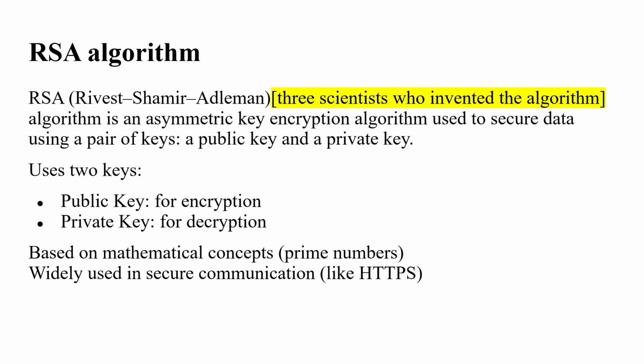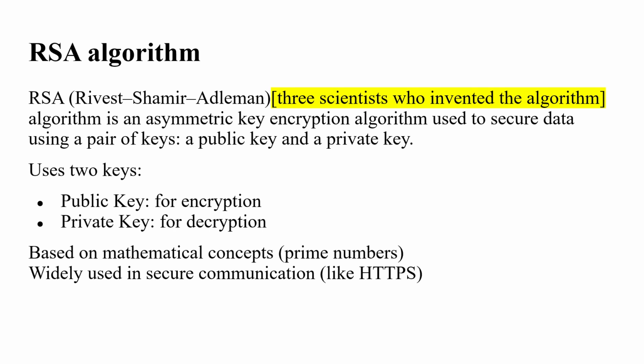I believe you know what an asymmetric algorithm is. The key is a combination of a public key and a private key. Symmetric, I believe you know that: the same key is used for encryption as well as decryption. But in RSA, there will be two keys, and the public key we will be using for encryption and the private key we will be using for decryption.